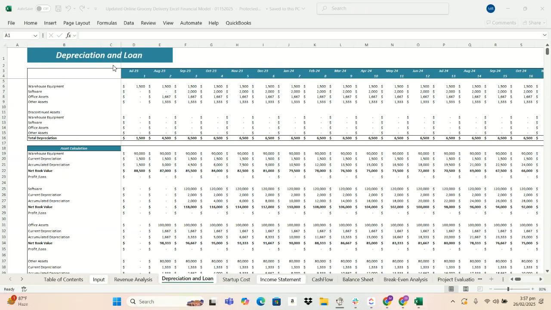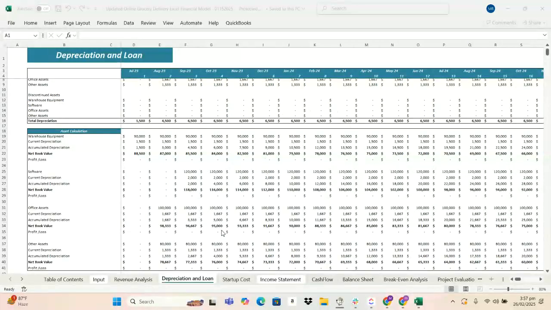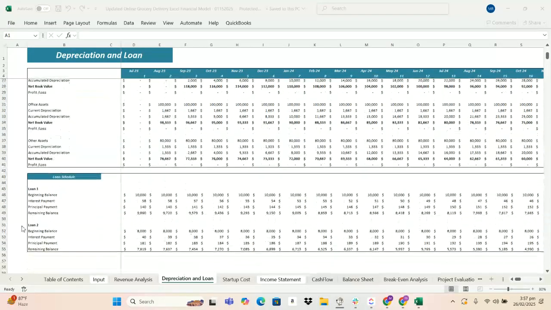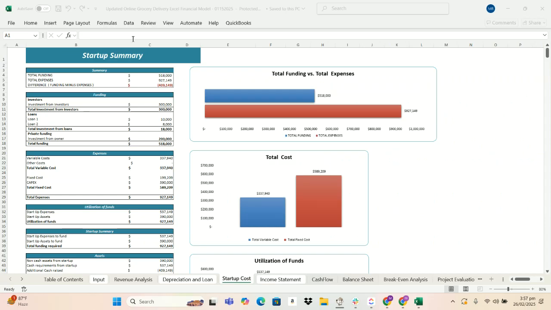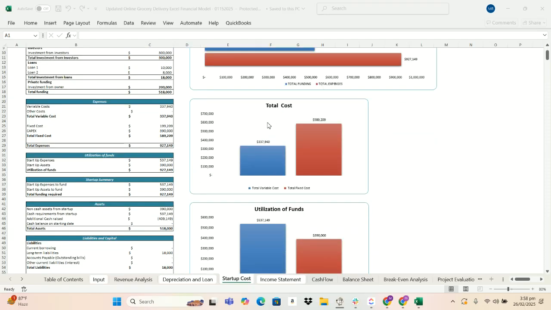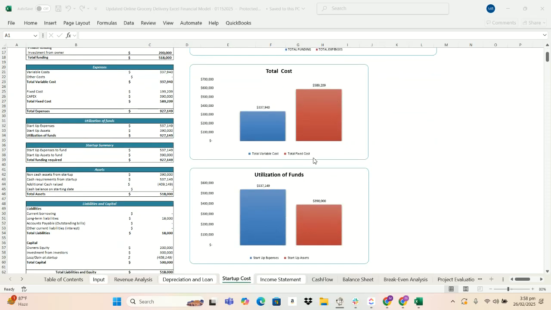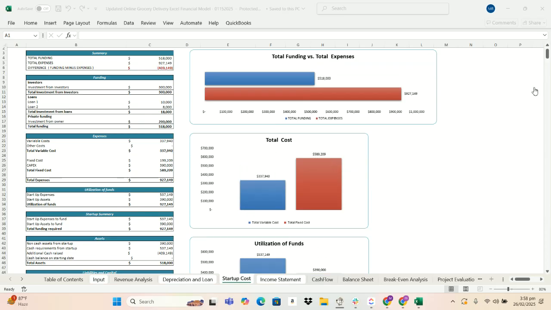Next up we have our depreciation and loan sheet. Over here we have calculated our asset calculation, which is on monthly basis. Then we have calculated loan schedule. Next up we have our startup summary. Over here we have calculated our total funding versus total expense. Then we have our total cost and then utilization of funds.